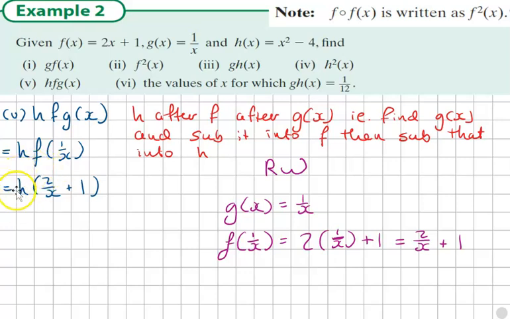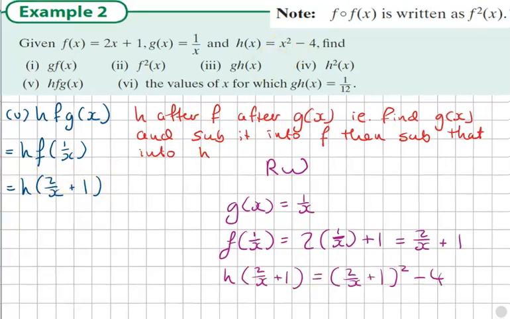So now we're going to get h of 2 over x plus 1. So we're going to substitute 2 over x plus 1 into the function h. So we're going to swap that x for a set of brackets and put 2 over x plus 1 into the brackets. So h of 2 over x plus 1 is equal to (2 over x plus 1) squared minus 4. Again, the brackets here are essential.